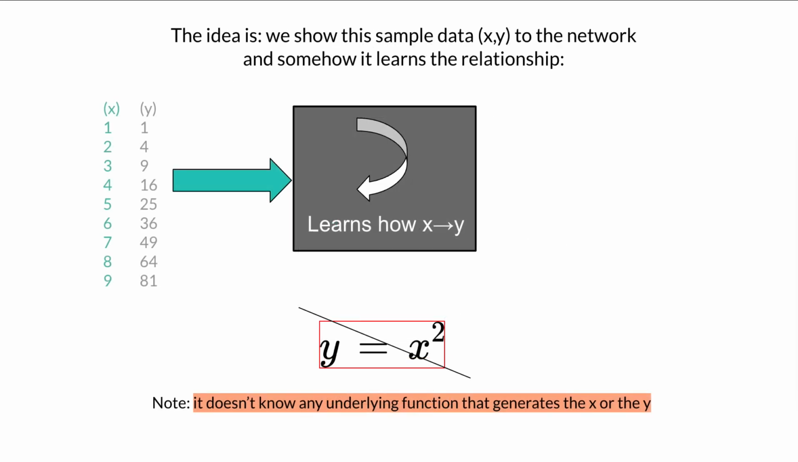So the idea then is that we show the data to our neural network. It does something, we're going to discuss what, to see if it can learn how X relates to Y, how our feature X relates to our target variable Y, but without knowing that there is indeed an underlying function. In this case we set it to be Y equals X squared, but the neural network doesn't know that, and indeed for any useful business problem it is unknowable anyway.